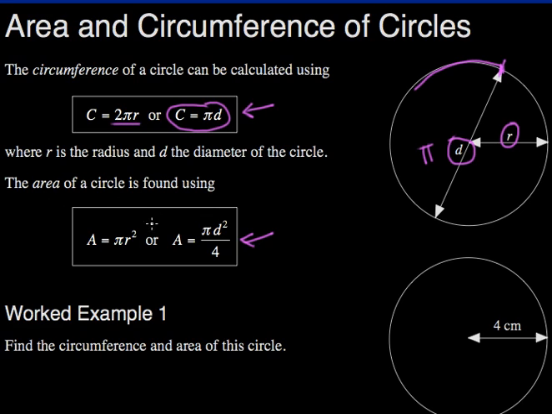The area of the circle is found using this formula instead, so it's pi r squared. If you wanted to use the diameter you would use d squared over 4, but to be honest you never really need this. Whenever you're given a circle with a diameter, just halve it to find the radius and use this simpler formula.